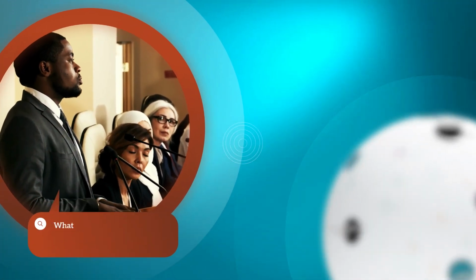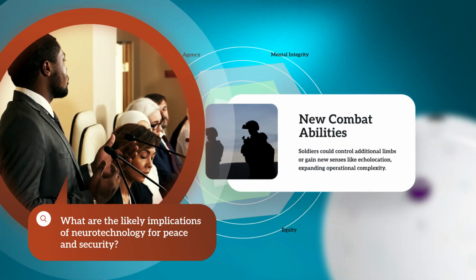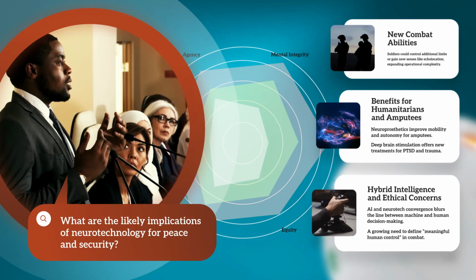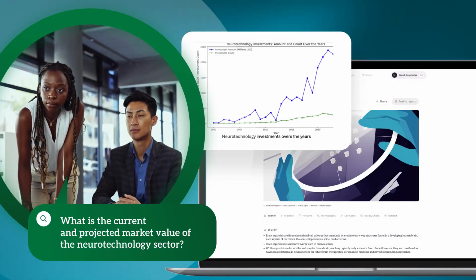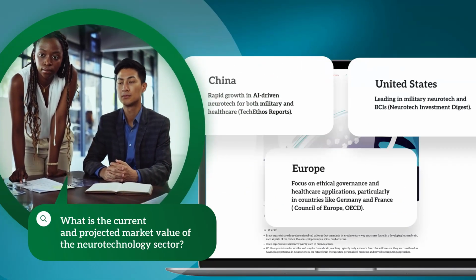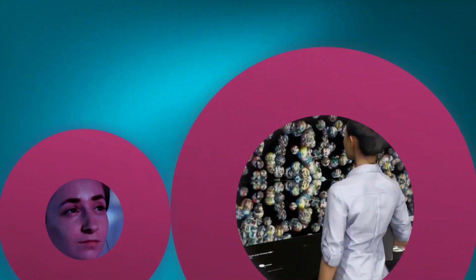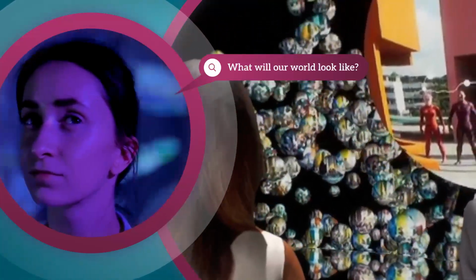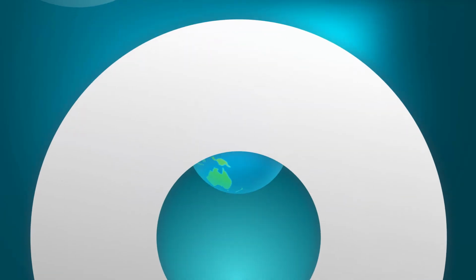So, whether you're a diplomat at the Human Rights Council or the UN Security Council, wondering what are the likely implications of neurotechnology for peace and security? An entrepreneur looking into the potential of brain organoids, asking what is the current and projected market value of the neurotechnology sector? Or an artist seeking to translate her vision? You'll have answers at your fingertips with automated intelligence reports produced based on your search.